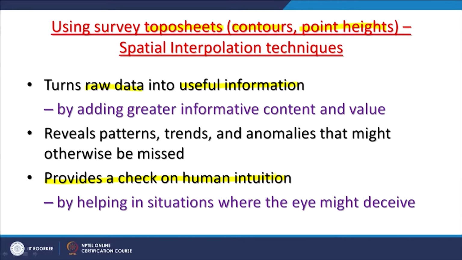So it is not that one person is perceiving something and another one is not. It is a check on human intuition. Sometimes in the point data we can miss some anomalies, but here you can really get good details about the data through these interpolated surfaces.